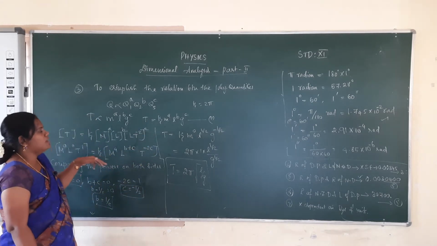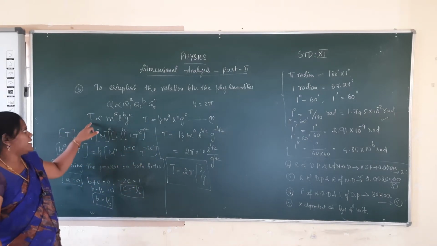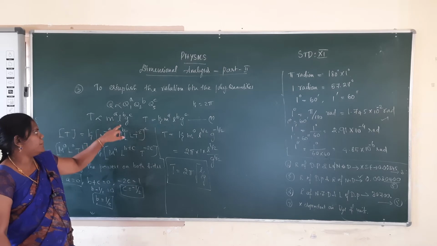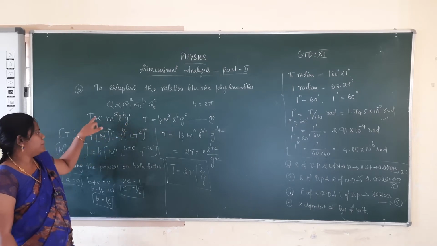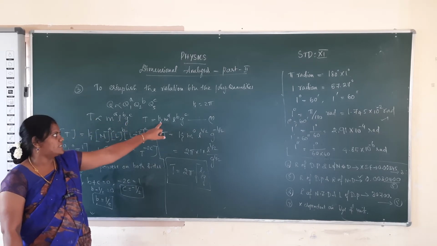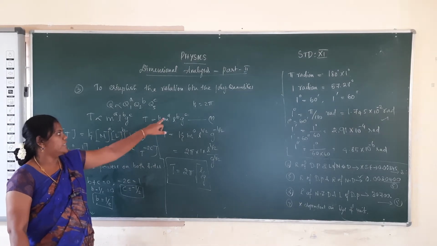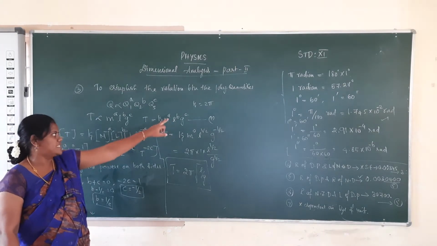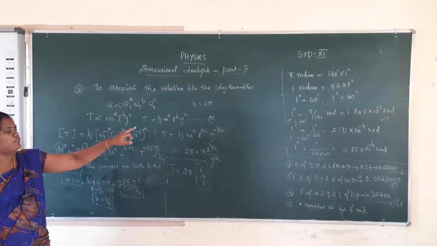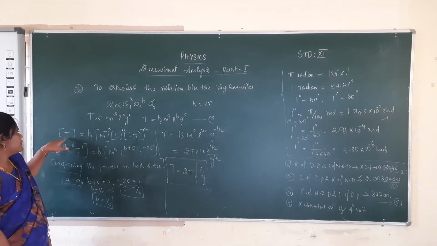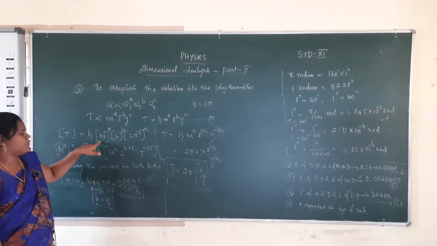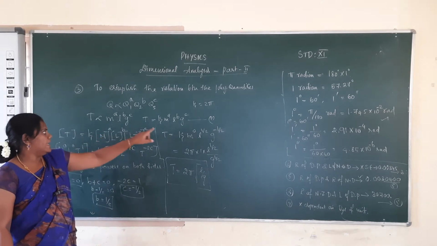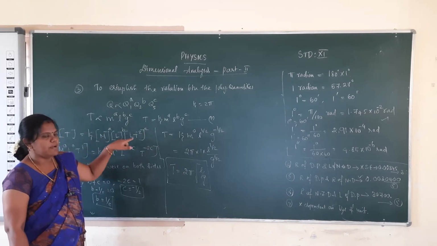How did we get it? First we consider the time period will be directly proportional to m power a, L power b, g power c, and the proportionality is cancelled by putting the constant, that is k. T is equal to k into m power a, L power b and g power c. Substitute the dimension formula for both sides. Dimension formula for T is T, for m is capital M, L is capital L, and g is L T power minus 2.